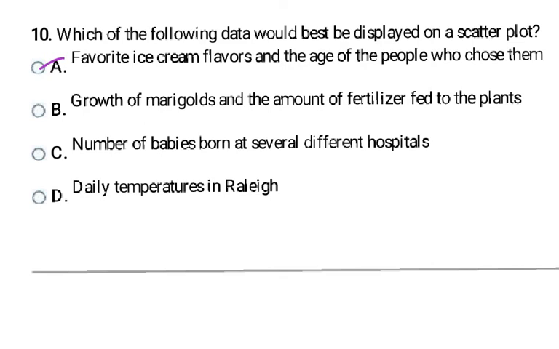Let's look at the other ones. The number of babies born at several different hospitals. Well, then the hospitals, that would be like Integris, St. Anthony's, they don't really have numbers. That's a category again. So I can't use C. And then temperatures in Riley. Well, that only has one set of numbers, and it's not really comparing it to anything, so it can't be D because there's no comparing. So my answer here is B.